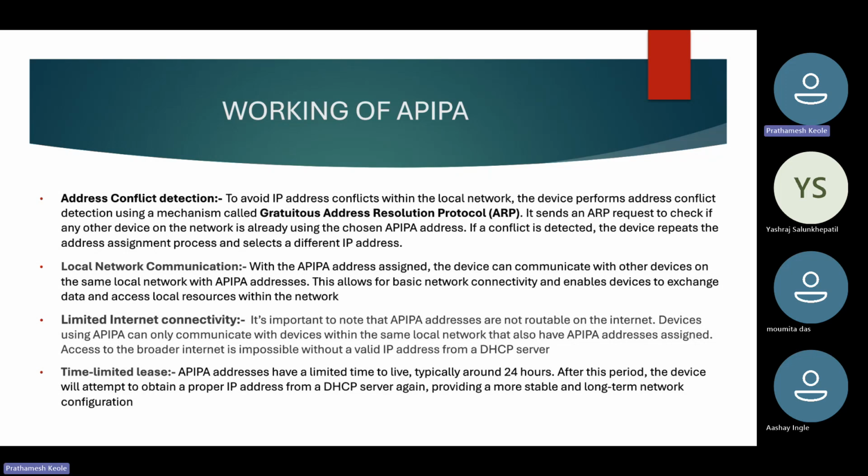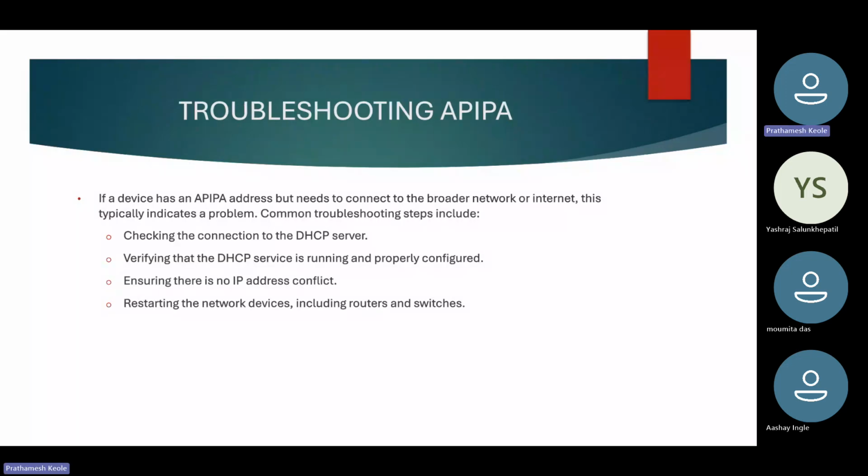For troubleshooting APIPA, if a device has an APIPA IP address but needs to connect to the broader internet, this typically indicates a problem. Common troubleshooting steps that can be taken are checking the connection to the DHCP server, verifying that the DHCP service is running and properly configured, ensuring there are no IP address conflicts, and restarting the network devices, including routers and switches.